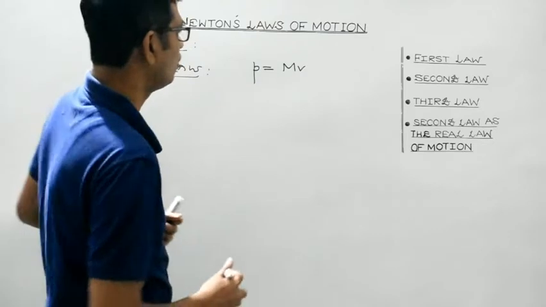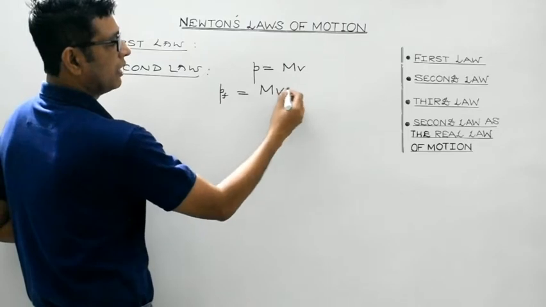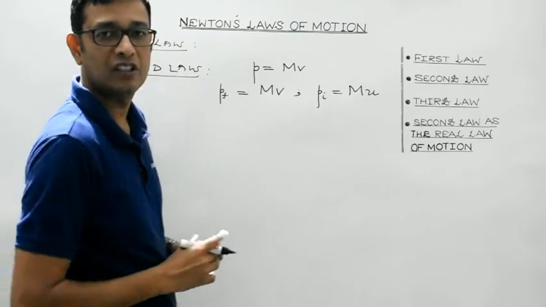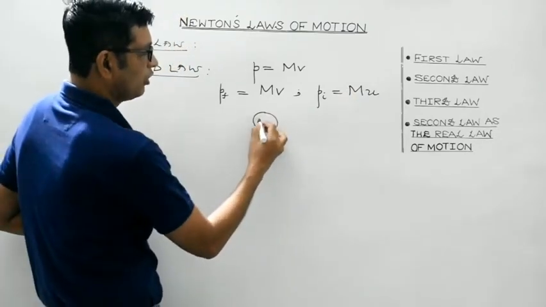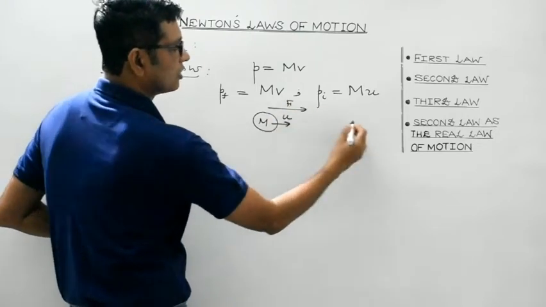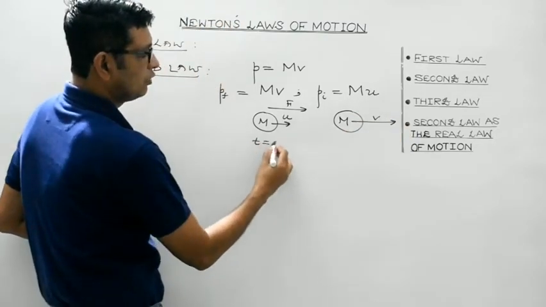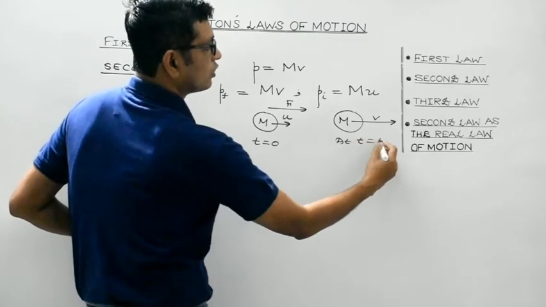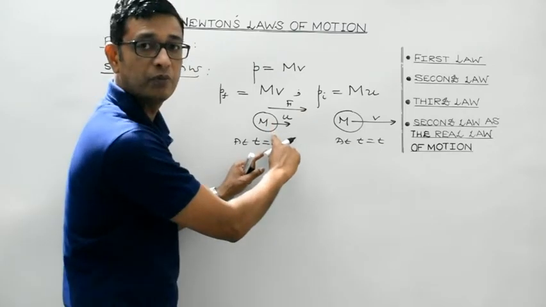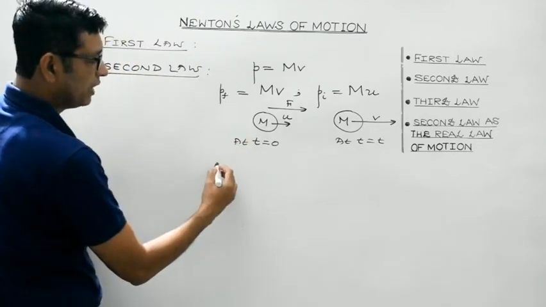So what we have discussed was final momentum of a body is mass multiplied by final velocity. Initial momentum of a body is mass multiplied by initial velocity. We considered a body of mass m which was initially moving with velocity u. Under the influence of this external force, suppose after time t the body acquires a final velocity v. This is at t equals 0 and this is at t equals t. Right? So in time t the body has changed its velocity from u to v under the influence of this force, isn't it?